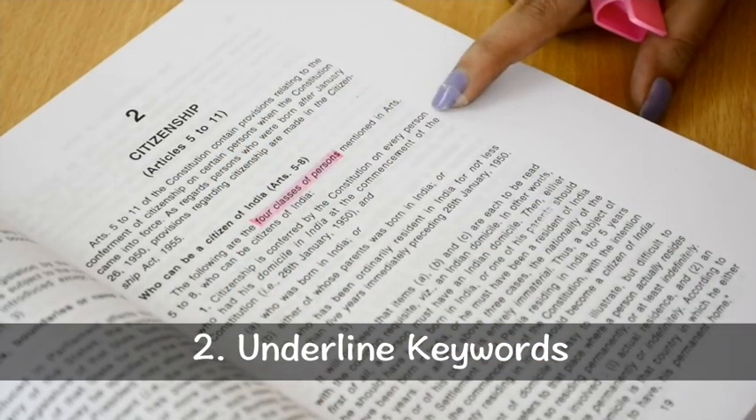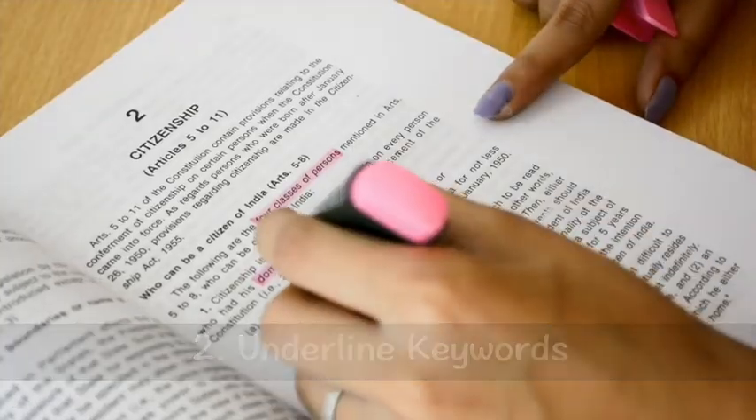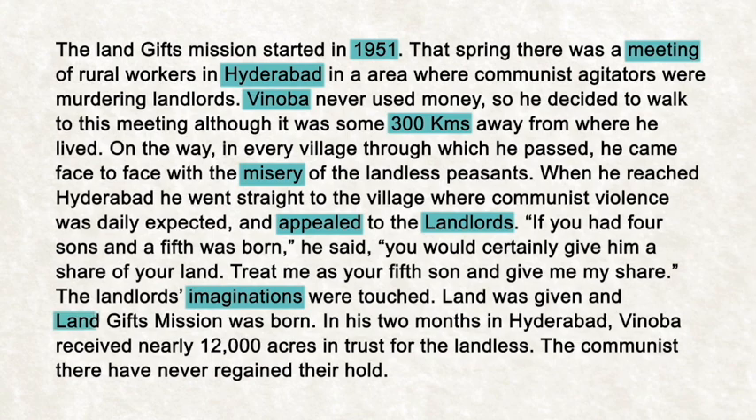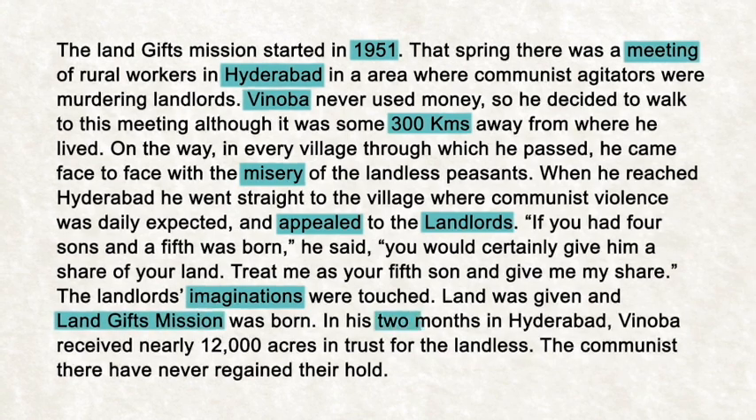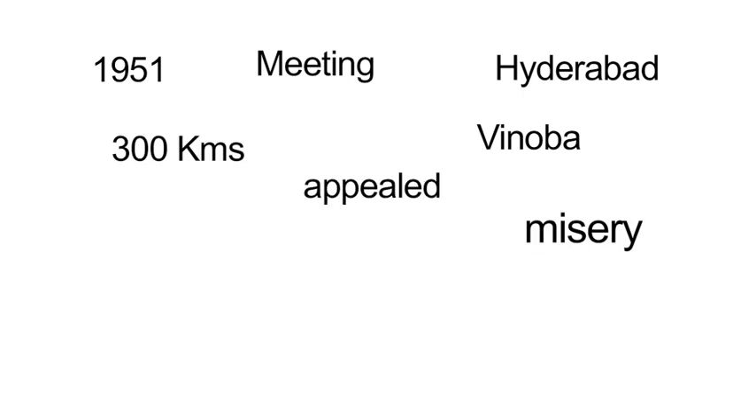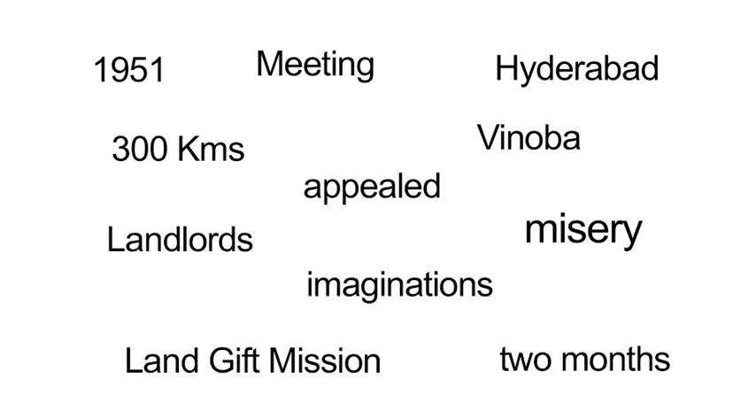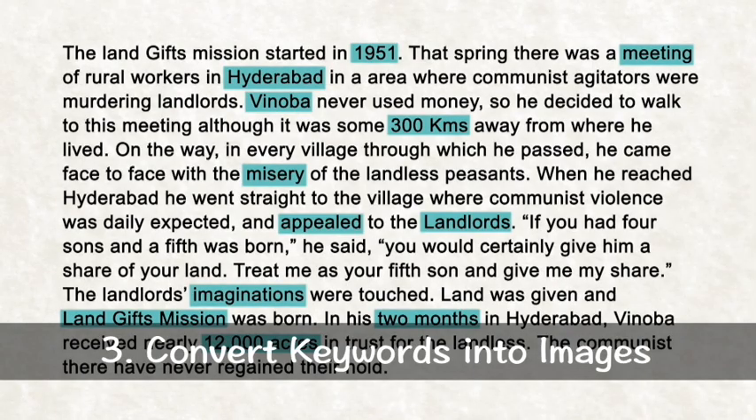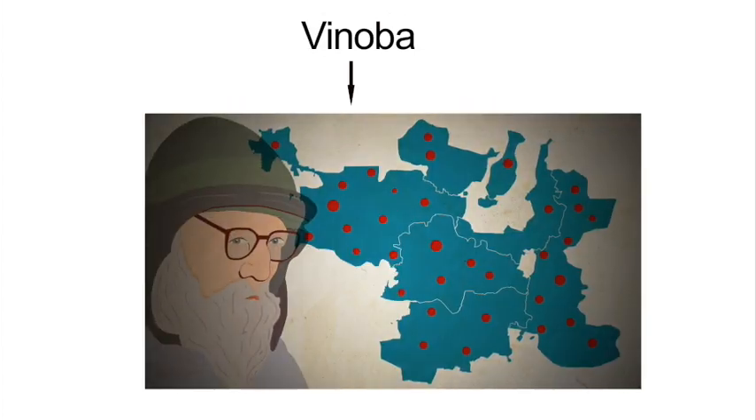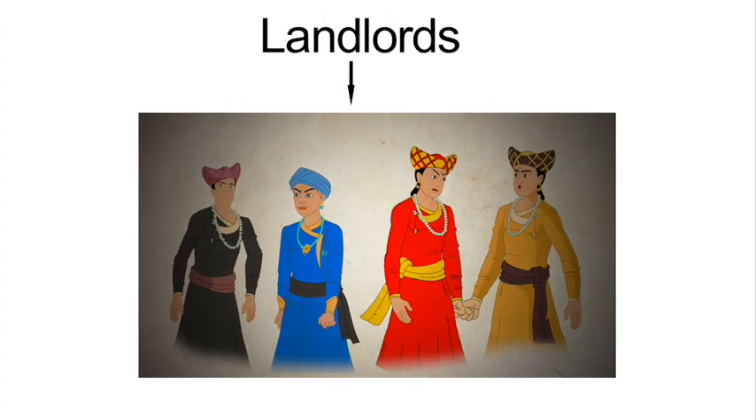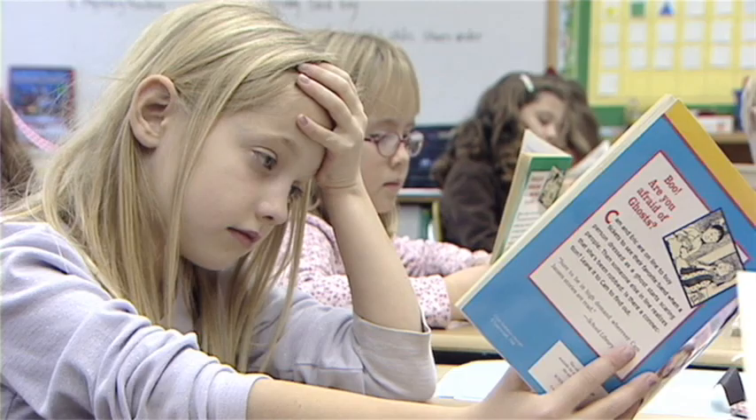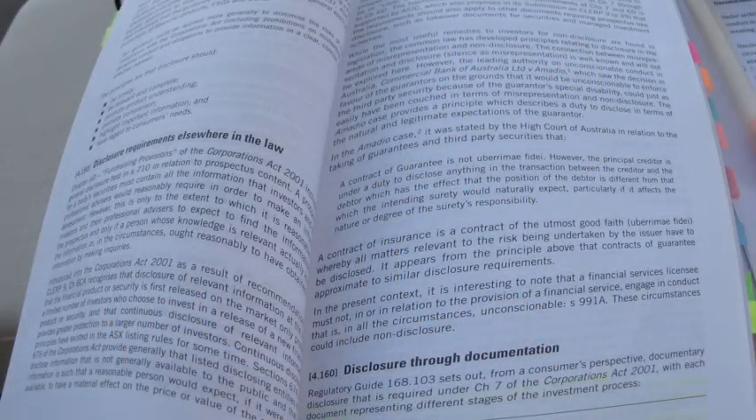Secondly, underline the keywords. Find out the important words in that paragraph or in that lesson. Please remember, do not underline the filler words. Review the keywords once you're done. During this review, either you can add or remove some words. Thirdly, convert the keywords into images. Use your creativity. We understood that brain can remember information easily if it's in the form of images. It is difficult for the brain to remember information if it is in the form of words.